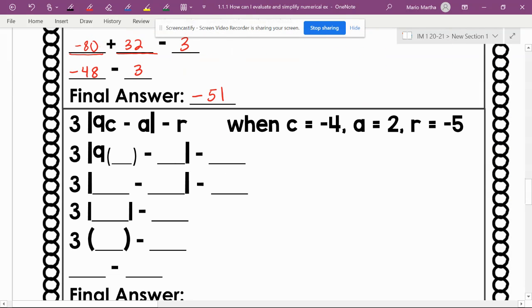The next one would be pretty much the same thing. I want to do step one, see what variables I have to replace with what numbers. So I want to plug this in. So now my equation is 3 times, now, if you guys ever see those two straight sticks right there, that means absolute value.